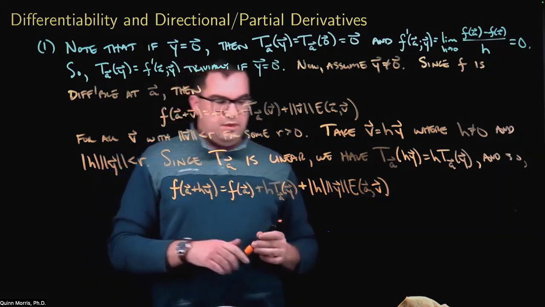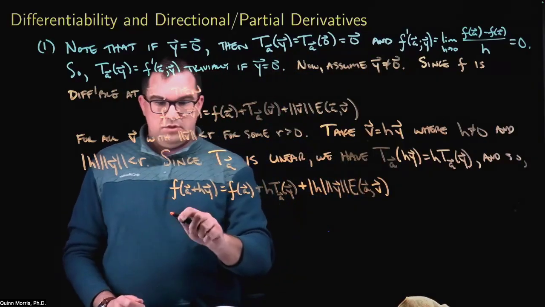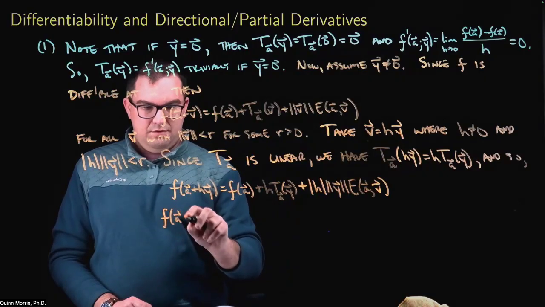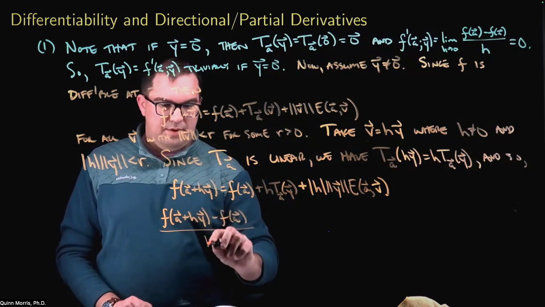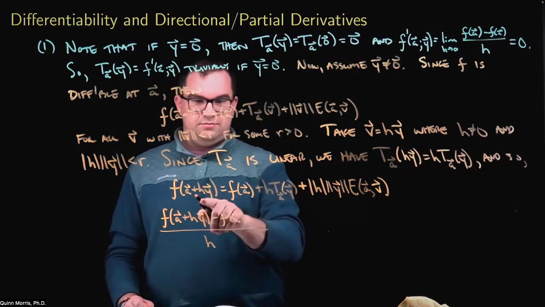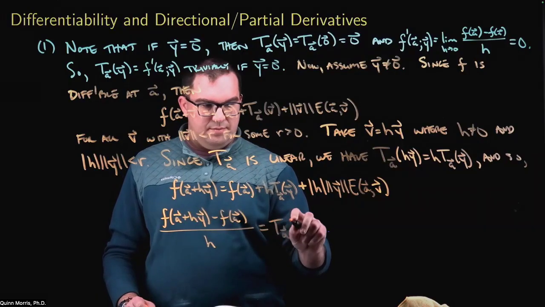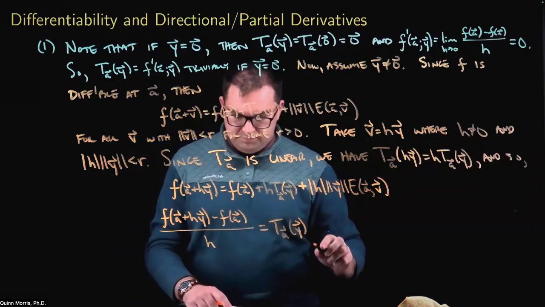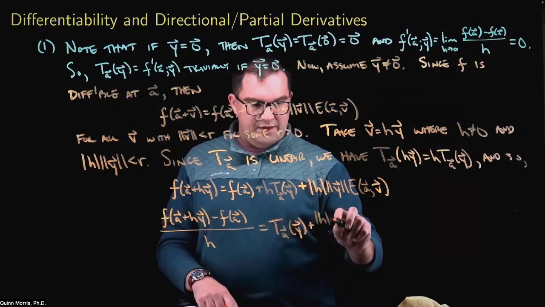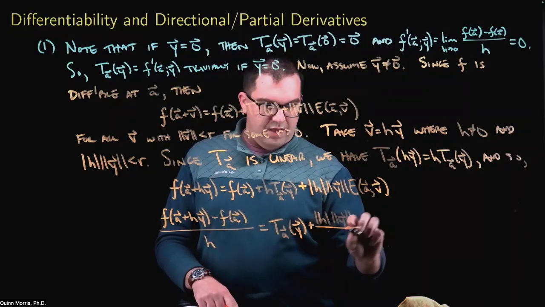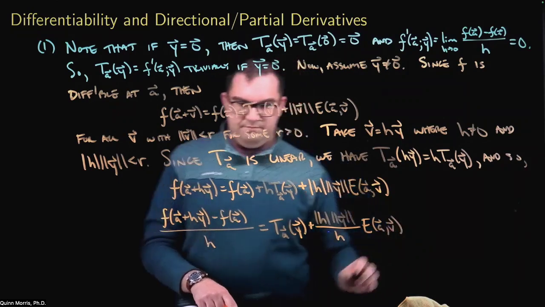Now I'm going to do a little bit of algebra here. I'm going to subtract this over. I'm going to divide everything through by H. So this gives me that F of A plus HY minus F of A all divided by H is equal to, okay, so I subtracted this over, and I'm dividing both sides by H. Here I have an H that's going to go away, so this is going to give me T sub A of Y plus an absolute value of H, norm of Y divided by H times E of A V.